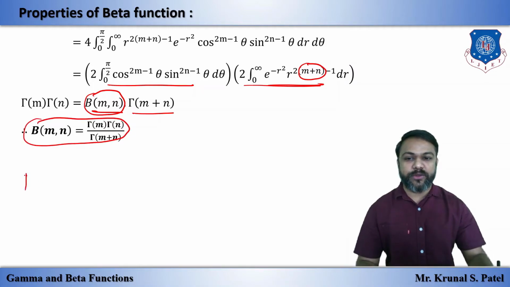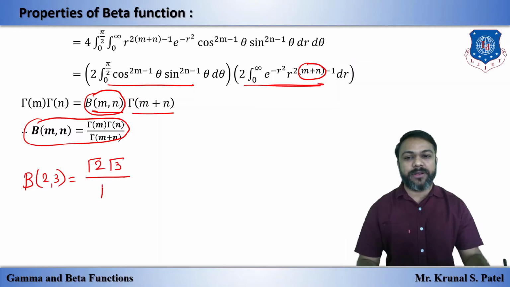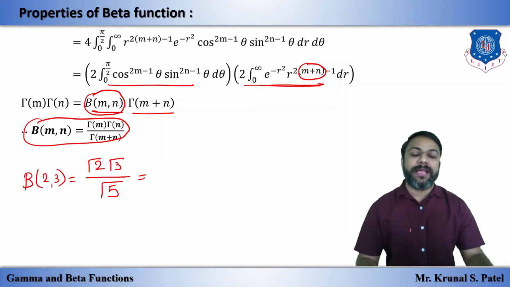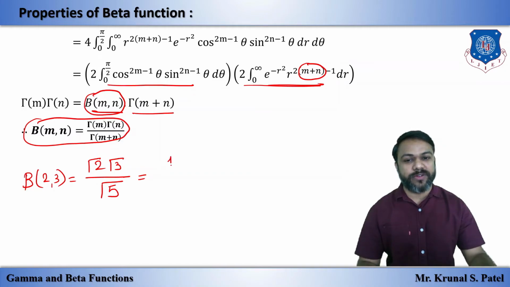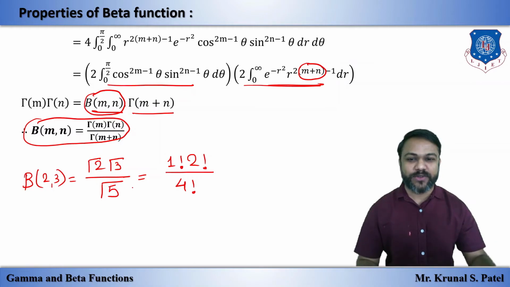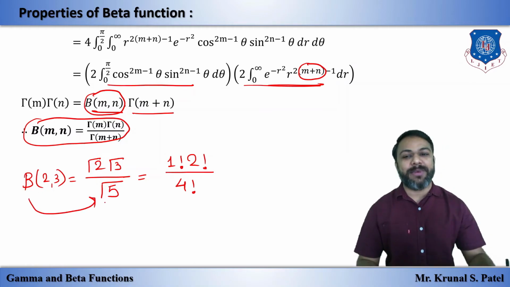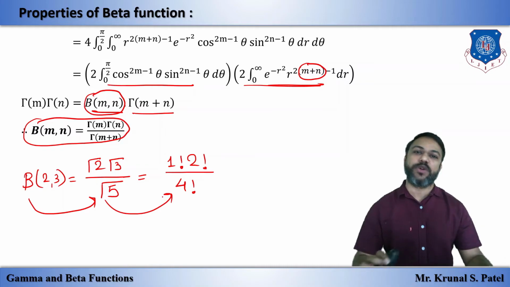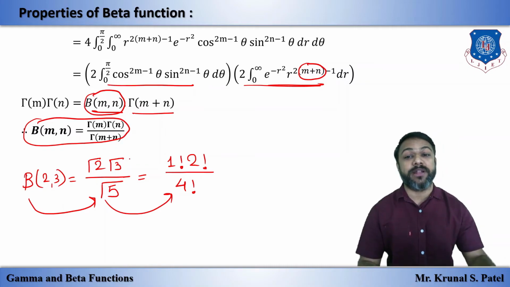Okay. So you can use beta(2,3). That means gamma 2 into gamma 3 upon gamma 2 plus 3, that means gamma 5. And we know how to solve gamma. Gamma 2, this 2 is a positive integer, so 1 factorial. Gamma 3 is 2 factorial. Gamma 5 is 4 factorial. And we know how to solve factorial. So beta converts into gamma and gamma into factorial. We can solve it. Okay, so this is the most important property, this relation.